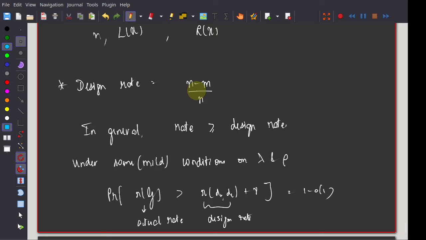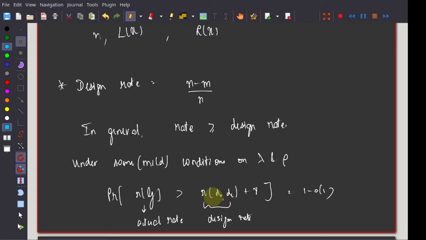So the question is, how much larger can the actual rate be than the design rate? This statement is basically about the probability that the actual rate is greater than the design rate. By design rate, I mean n minus m by n. This is what we have in control, but because of the randomness, the actual rate could be larger. The question is, how much larger can it be?